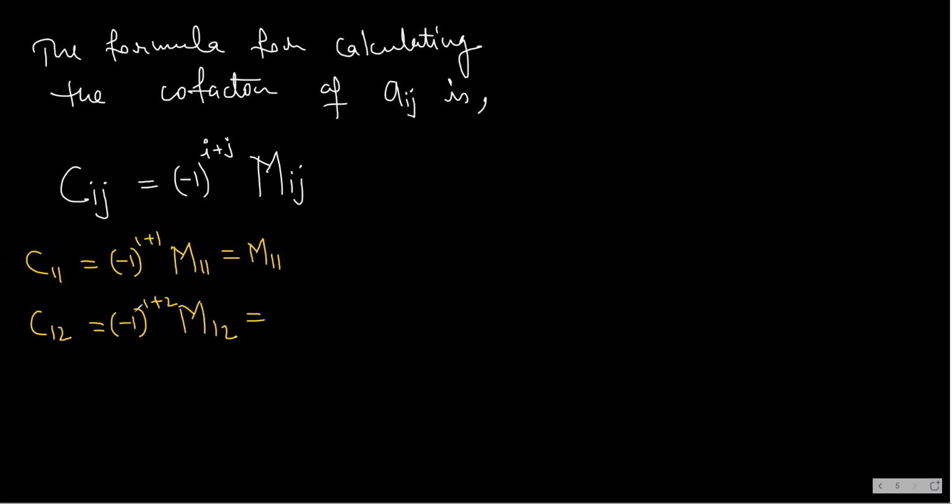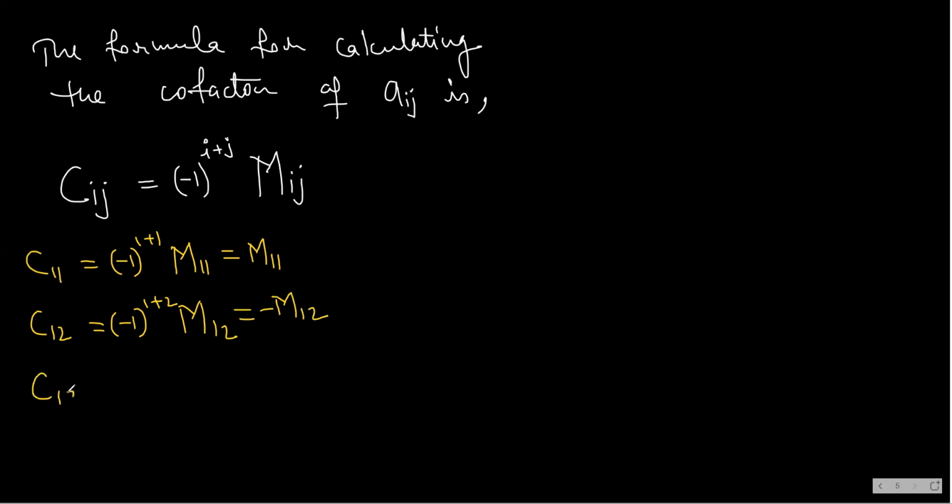What is minus 1 raised to 3? It is minus 1 into minus 1 into minus 1, which is again minus 1. If you have an odd power of negative 1, you get a negative number. So minus 1 raised to 3 is negative 1 into M12. So here you have C12 equal to minus M12.